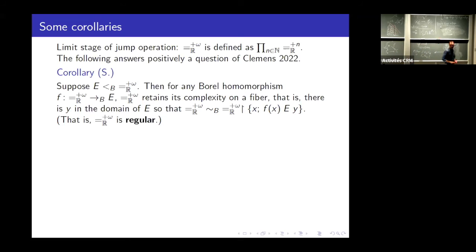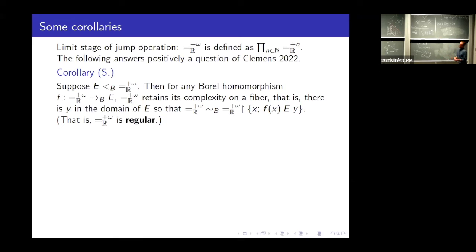And so this is actually a question that was asked by Clemens in 2022. Suppose E is, so here's the corollary of the main theorem. Suppose E is strictly below equality plus omega, so the omegath jump. Then again, something similar to before but different, every Borel homomorphism is trivial on a large set, in the sense that for any Borel homomorphism, there is a fiber. So let me actually draw this. There's a fiber so that if you look at the pre-image of that fiber, then you get the same complexity.